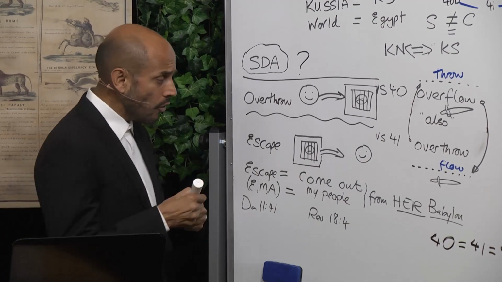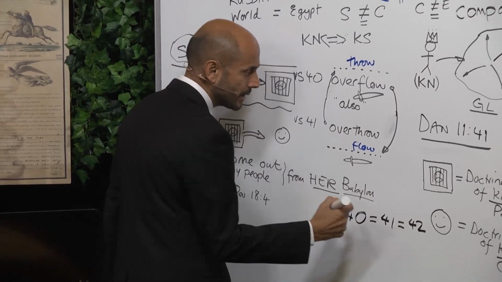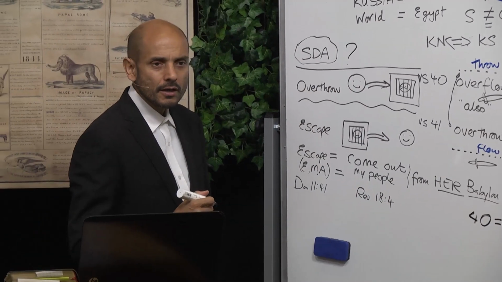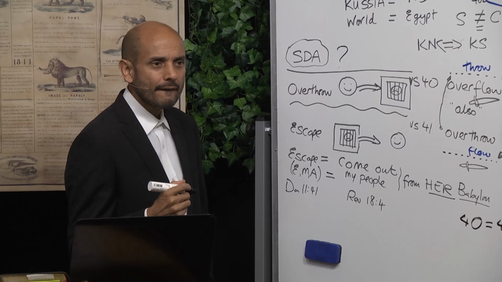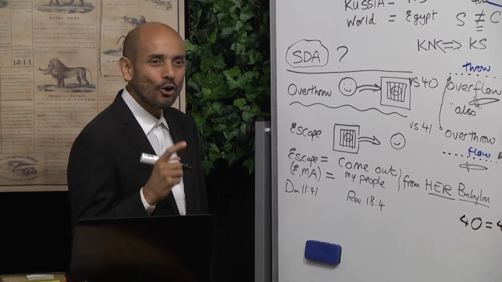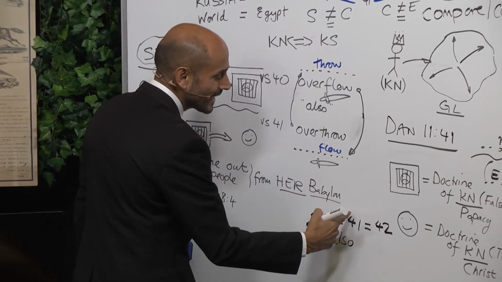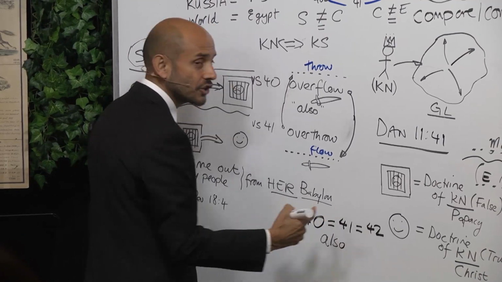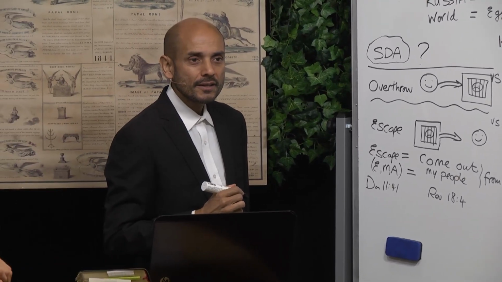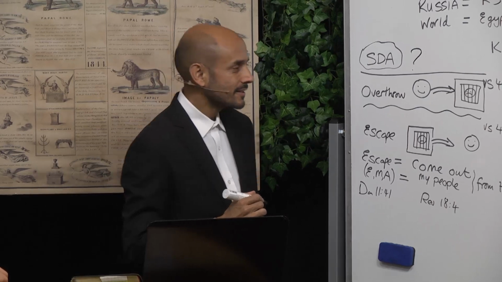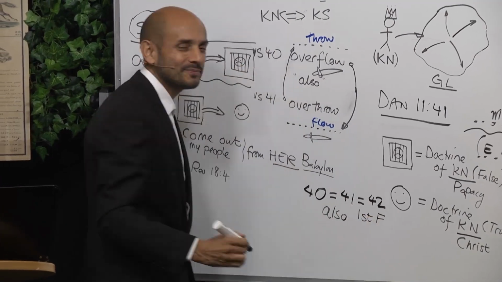But as we saw, the connecting link or word between 40 and 41, which was what? We could also then go to see a connecting link between 41 and 42, and that was what? First fruit.